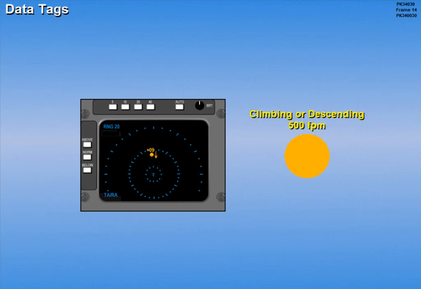If the traffic is climbing or descending at least 500 feet per minute, an arrow pointing in the appropriate direction is displayed beside the traffic symbol. If TCAS is unable to obtain bearing information on traffic, no bearing data will be displayed.